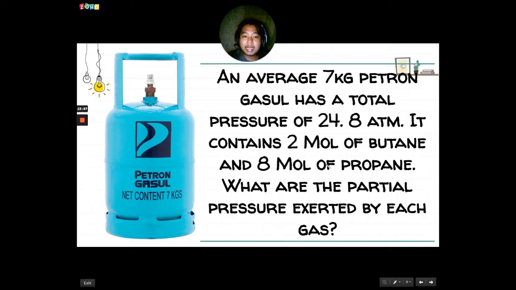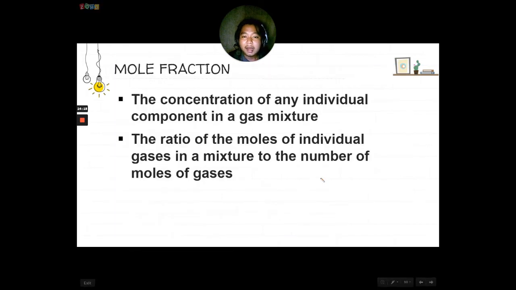It will give us an idea that we need to get the percentage of each gas that is involved, so that we can multiply it by the total pressure to get the partial pressure of each gas. Hopefully you can follow. So to solve this, I'll now introduce the so-called mole fraction.